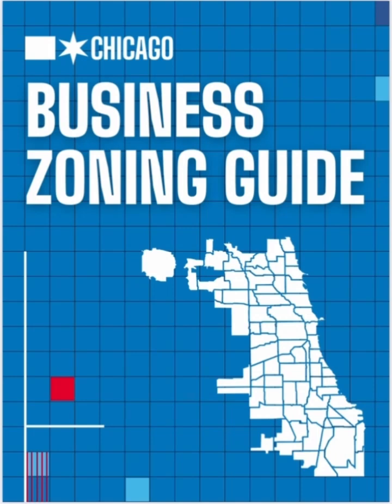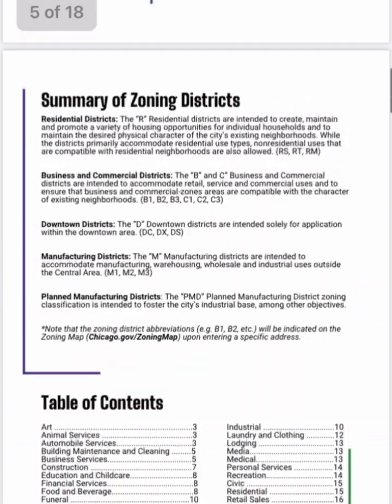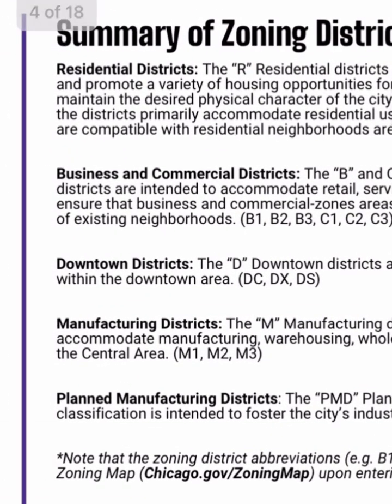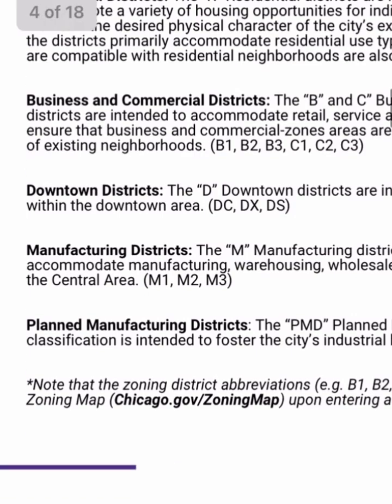So one of the challenges that Chicago has is that the zoning guide limits those uses. So let's take a look and see how uses are limited. The way the guide is laid out is Chicago is divided into different zoning districts. So we have residential districts, business and commercial, downtown, manufacturing, and planned manufacturing. And we're going to discuss mostly business, commercial, manufacturing, and residential today.